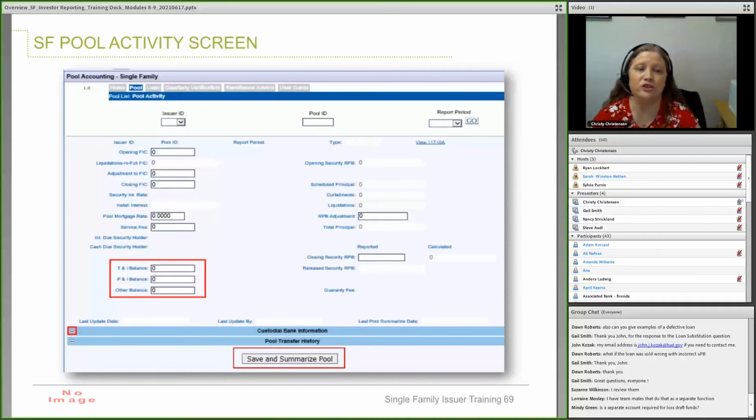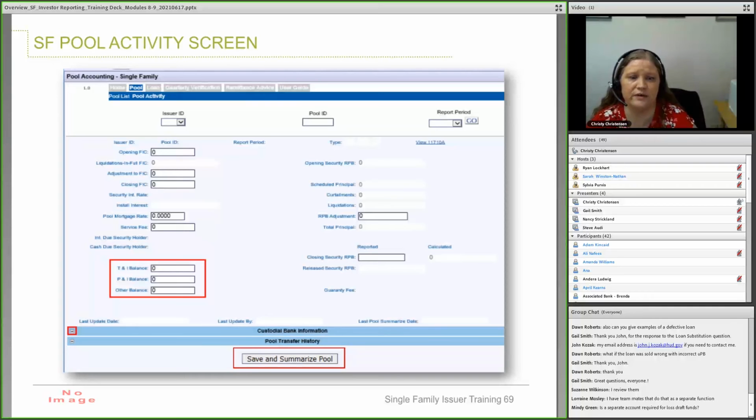The large red box on the pool activity screen shows where all of the bank account balances are reported on the pool level. These balances can be reported on the RFS file or entered manually online. Also, if you click the small plus sign in the bottom left-hand corner, the custodial bank information is displayed. This is where you would update any of your bank account numbers and the ABA numbers.